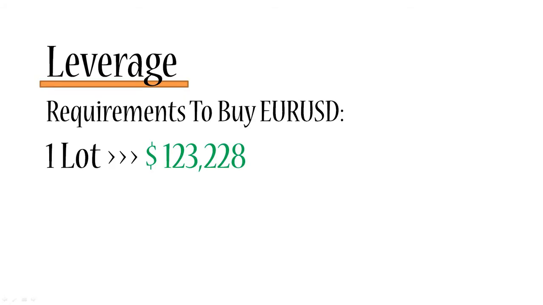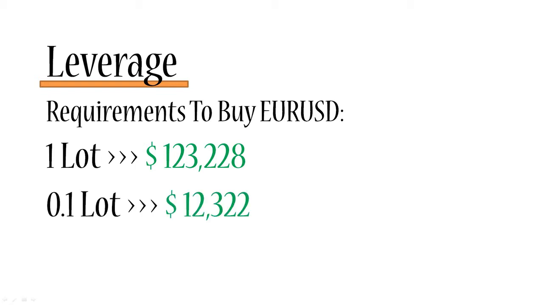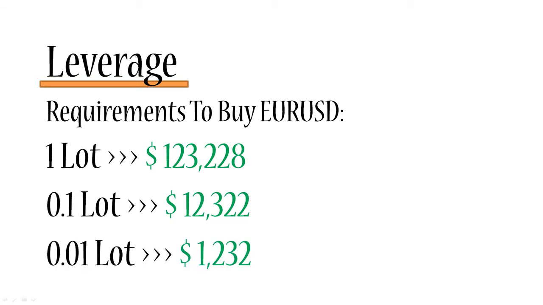As we discussed, in order to buy or sell one lot of euro dollar, you need 123,228 American dollars on your account, which is a lot of money. But even in order to trade with 0.1 lots, you need 12,000 American dollars. And in order to conduct the smallest transaction possible, a micro lot, 0.01 lots, you still need $1,200 on your account, which is a lot of money.